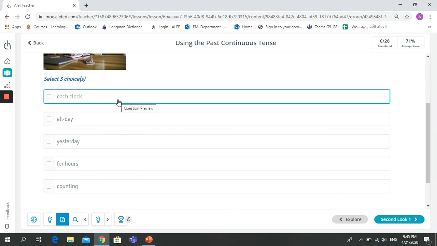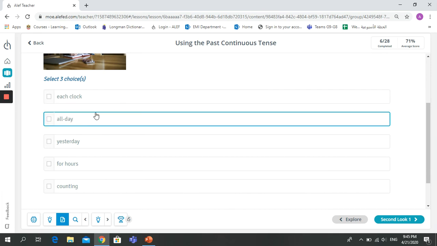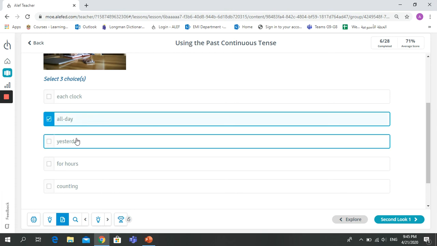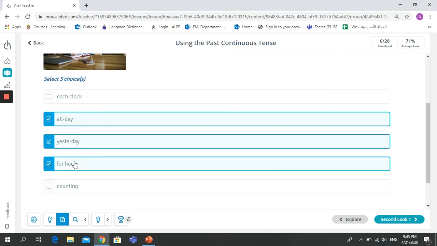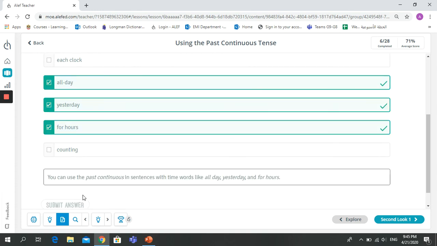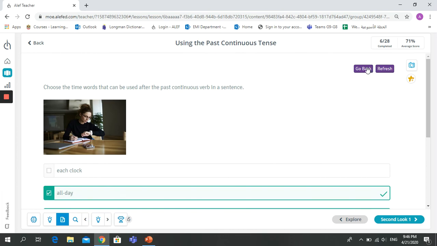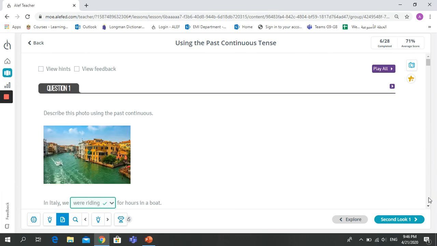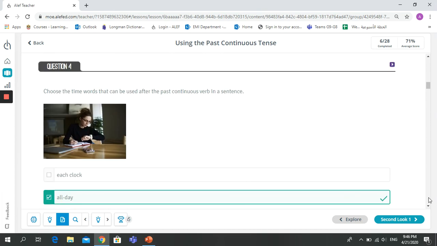Each clock is not used with the past continuous. All day, yes. For example, we were studying English all day. Yesterday, they were buying tickets yesterday. And the word 4 hours, they were riding the boat for hours. So let's check our answers. Very good. So all these are time words. Let's go to exercise number 5.